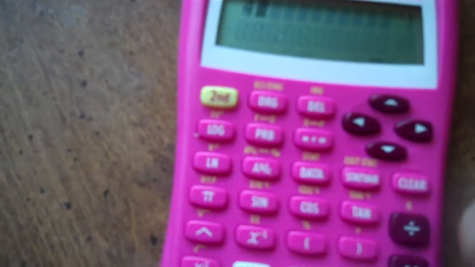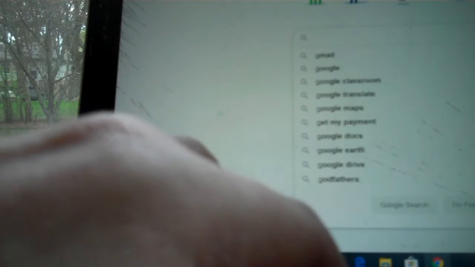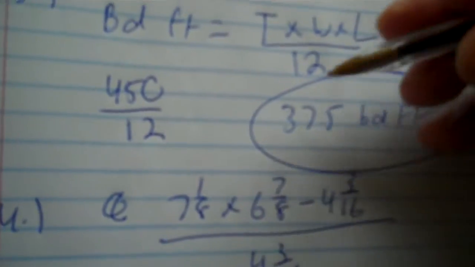Okay, number four. You have 7 1/8 times 6 7/8 minus 4 3/16 divided by 4 3/4. So you tackle these the same way. One thing you're going to want to do, if you don't have one of these calculators where you can use the ABC, is go to a Google search and Google mixed number calculator, because I don't know who's got the good calculators and who doesn't. It'll take longer that way, but with this, okay, now put a parentheses.